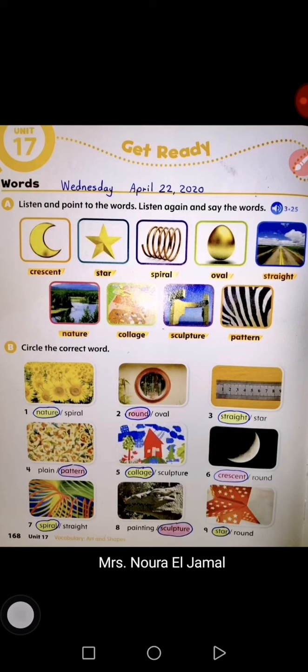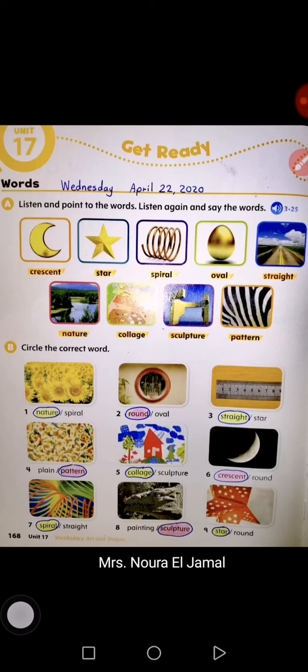Now, let's move to the exercise letter B. Circle the correct word. Look at the picture number 1. This is nature or spiral? It's not spiral, of course. It's nature. Plants. As I told you, the meaning of nature is everything around you, even people, things, plants, animals. So this one is nature. Number 2, round or oval? What do you think? Round.